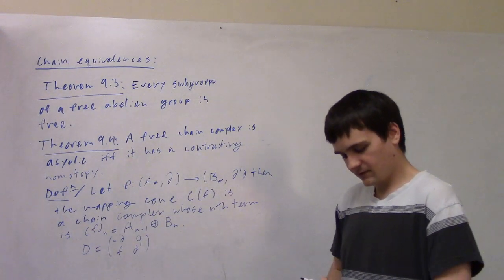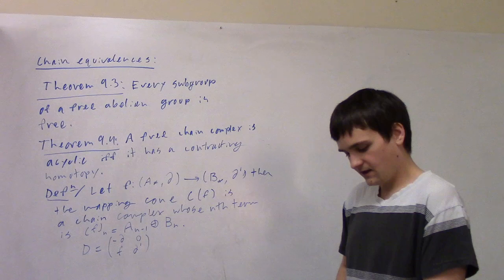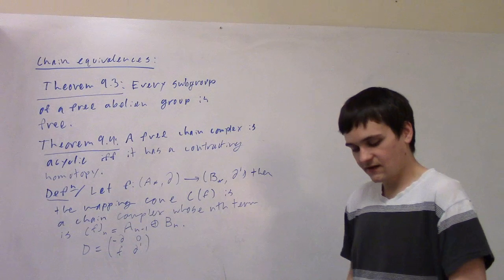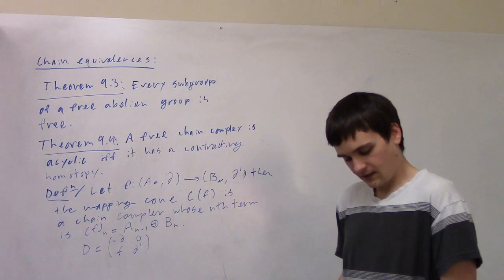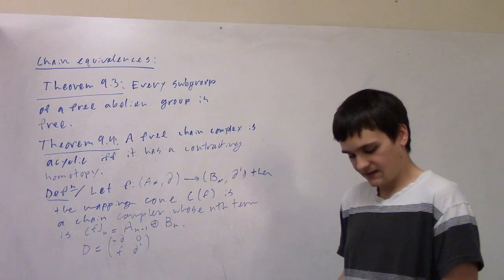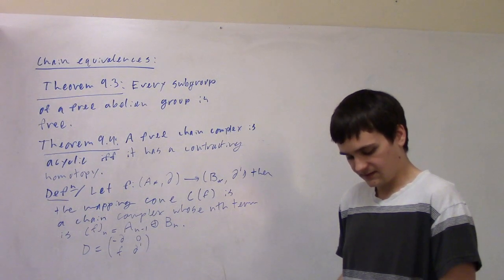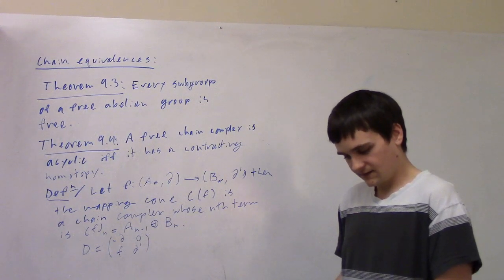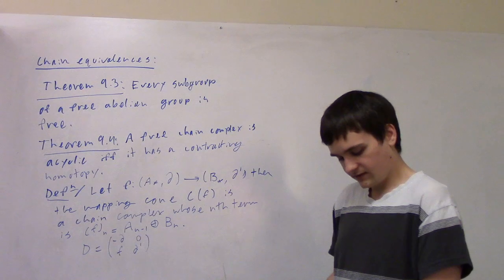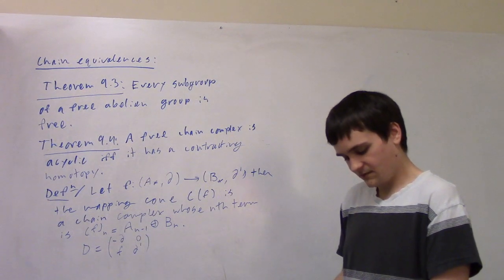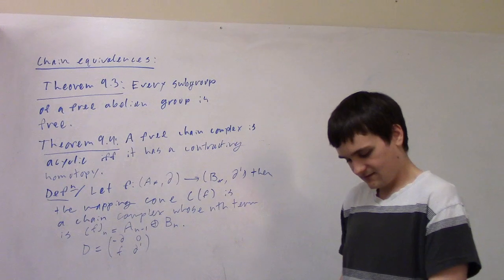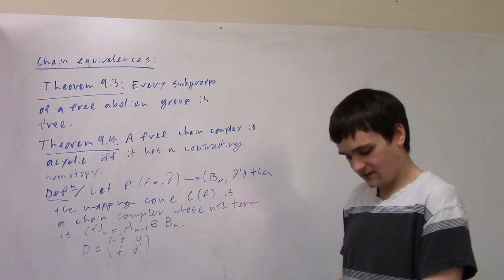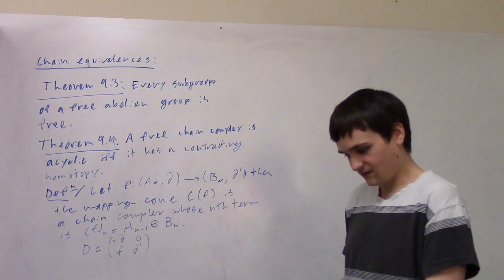So I'll just read these next few lemmas here. Lemma 9.5, if f from A star to B star is a chain map between free chain complexes, then C of f is a free chain complex. Theorem 9.6, let f from A star to B star be a chain map between free chain complexes. If C of f is acyclic, then f is a chain equivalence. Lemma 9.7, if f from A star to B star is a chain map, then there is an exact sequence H n plus 1 of C f to H n of A star to H n of B star to H n of C f, etc.